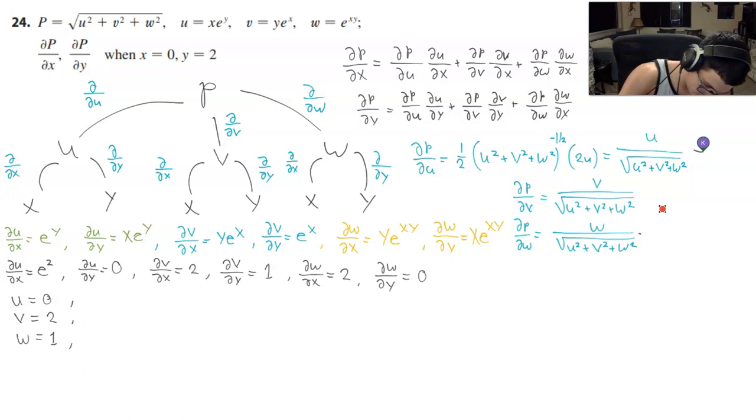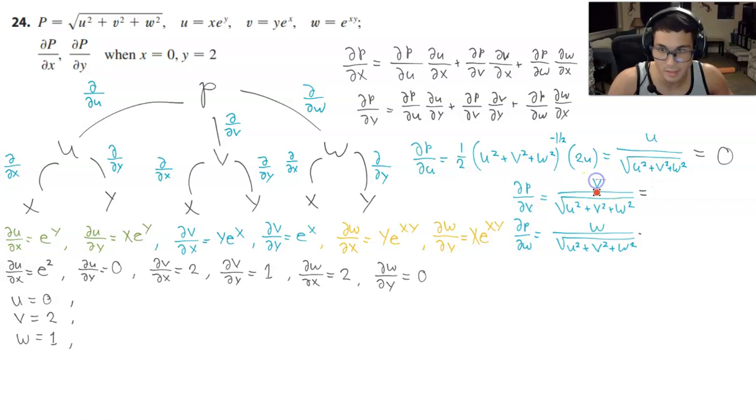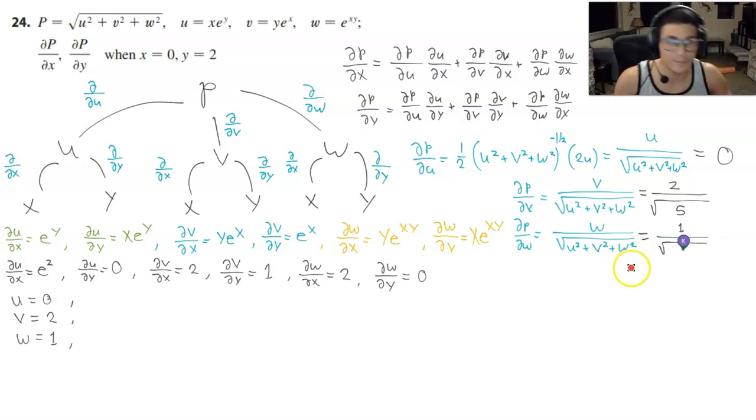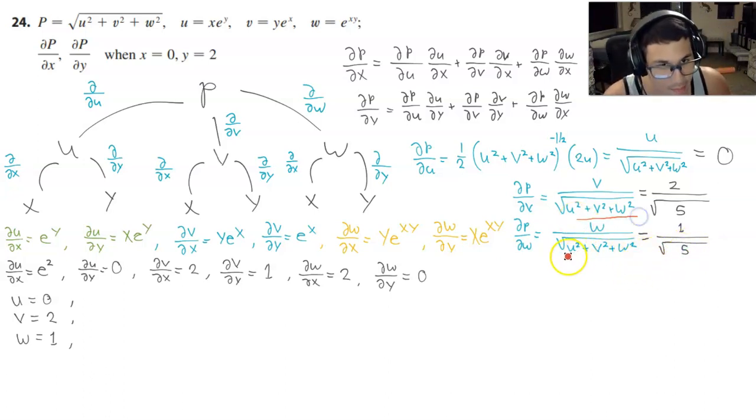So this is just equal to 0. What is this? Okay, so V is 2. It's going to be 2 divided by the square root of, okay, this is 0, this is going to be 4 because it's 2 squared, and this will be 1 squared. So it's going to be 5 in here. Okay, what's W? Well, W is just 1, and it's 5 here. So, again, it's the same thing here, so it should be the same, right?